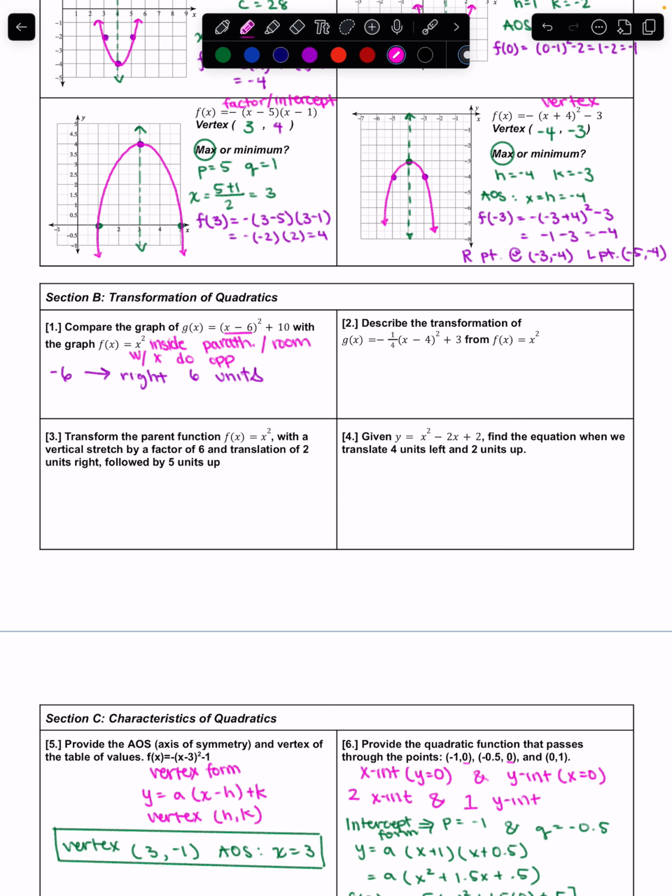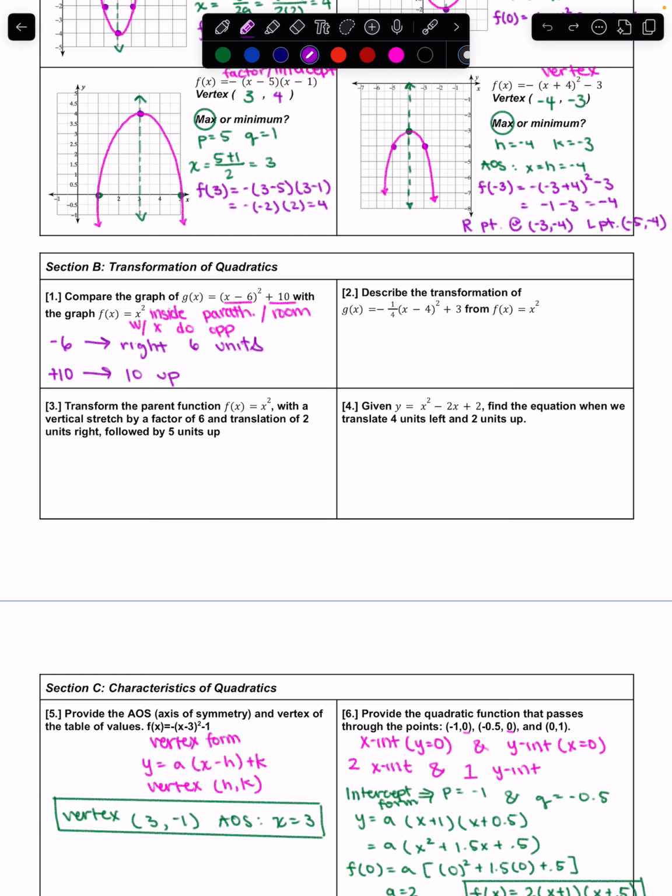And then on the outside of those parentheses, we have that plus 10, okay? The plus 10, we're just going to take at face value, okay? So plus 10 is going to be 10 units up, okay?